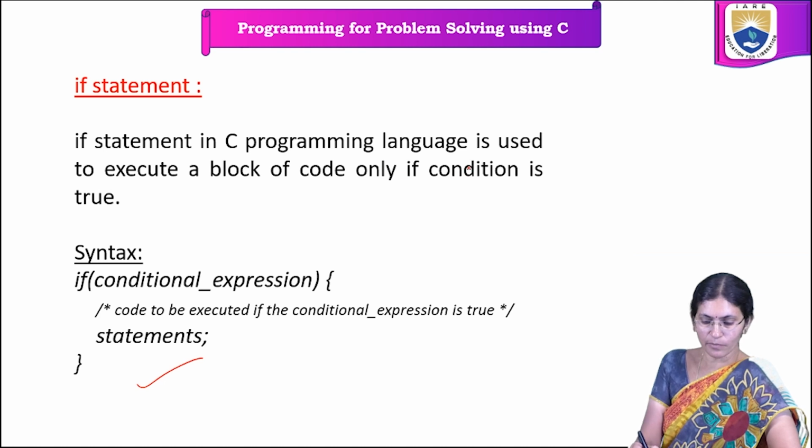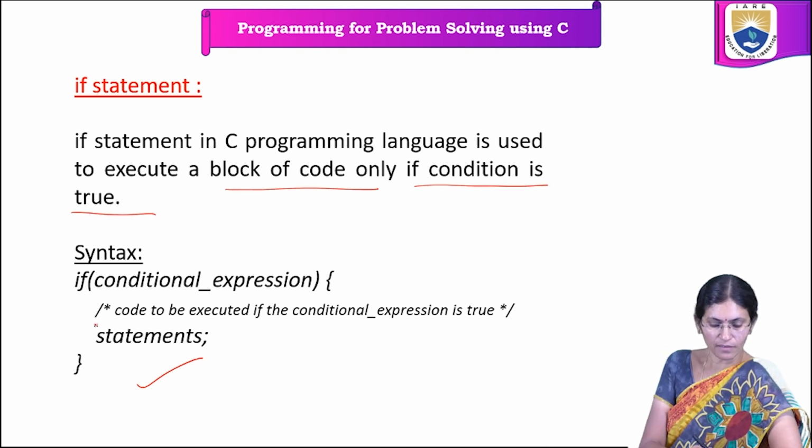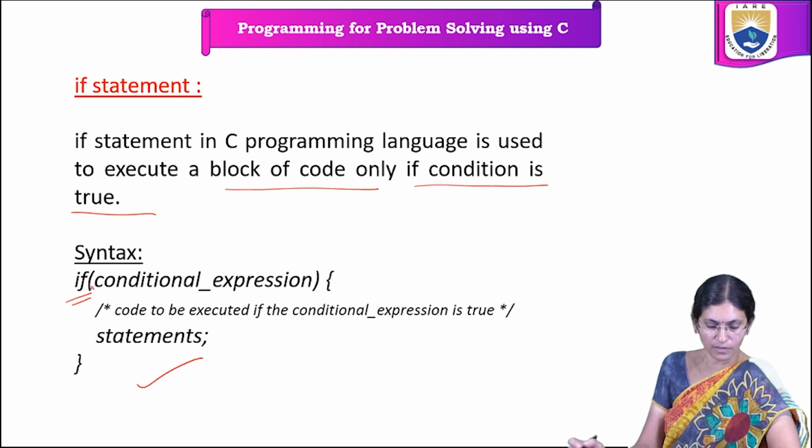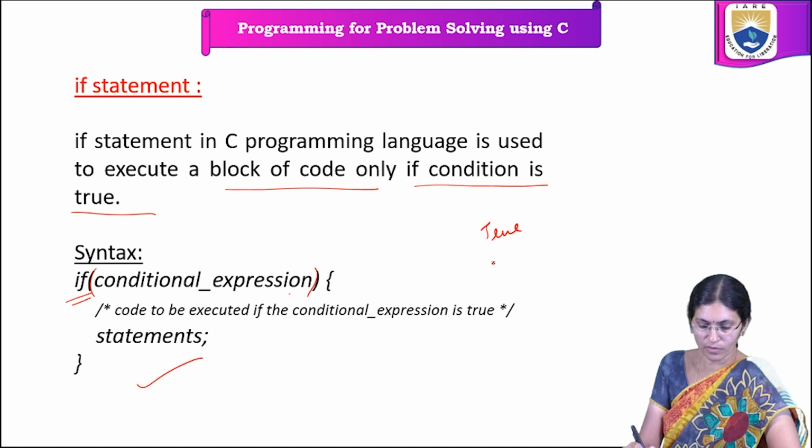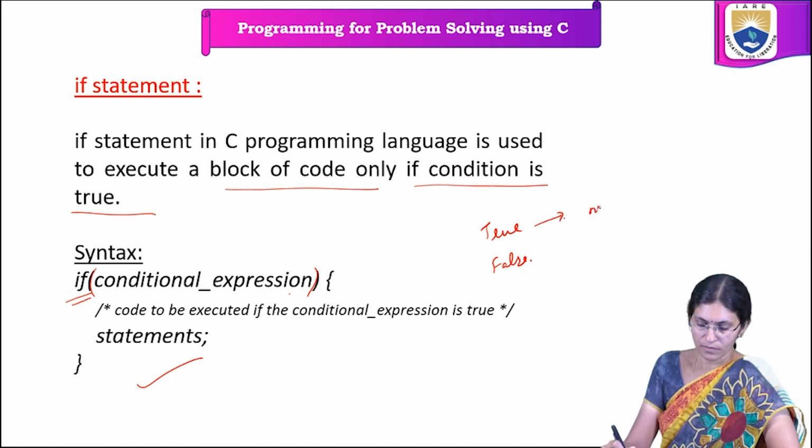The if statement in the C programming language is used to execute a block of code only if the condition is true. So this is the syntax. Here if is the keyword, or you can say a reserved word. Then in braces we have the conditional expression. The outcome of this conditional expression can be either true or false. If the condition is true, it will return a non-zero value.